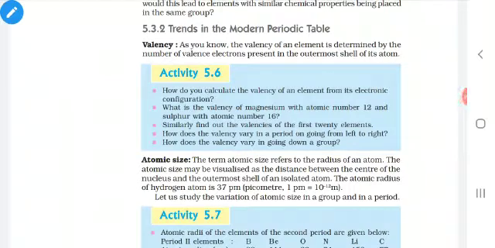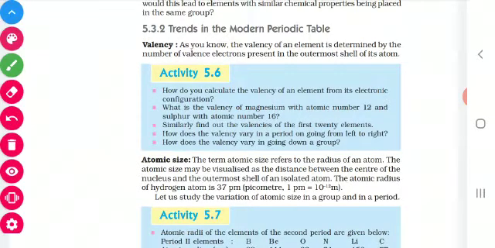In the last class, we have seen Moseley's modern periodic table, in which the elements are arranged in the increasing order of their atomic number. Now we are going to see the topic 5.3.2, that is trends in the modern periodic table. So first let us see valency.